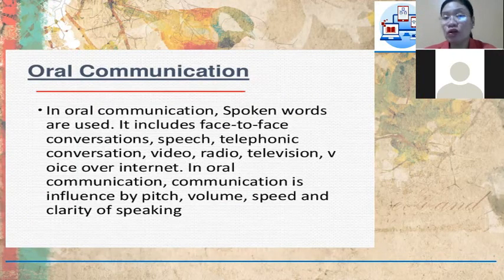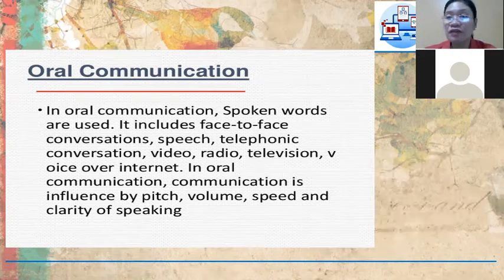Now, in oral communication, spoken words are used. So it includes face-to-face conversations, delivering a speech, telephonic conversation, video, radio, television, voice over internet. In oral communication, the message is influenced by pitch, volume, speed, and clarity of speaking.